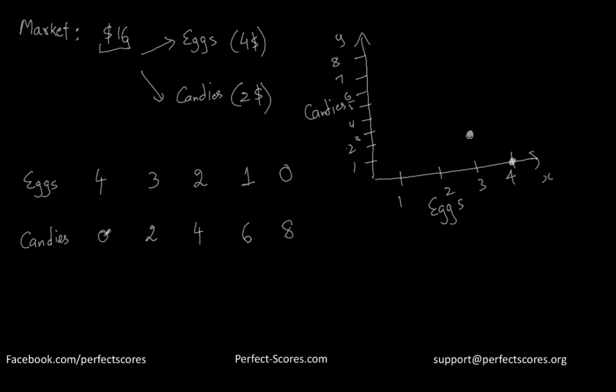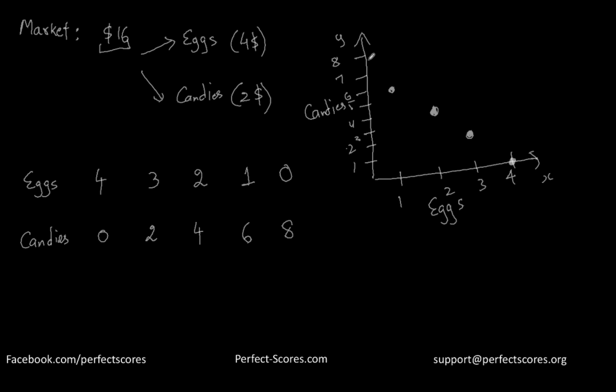Okay, then if you buy 2 eggs, you'll be buying 4 candies. So that point comes here, right? And if you buy 1 egg, you'll be buying 6 candies. So that comes here.